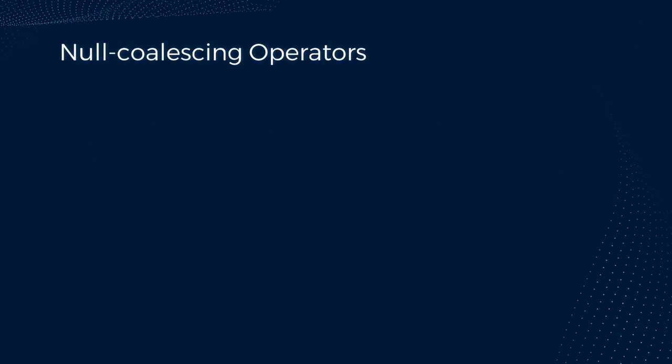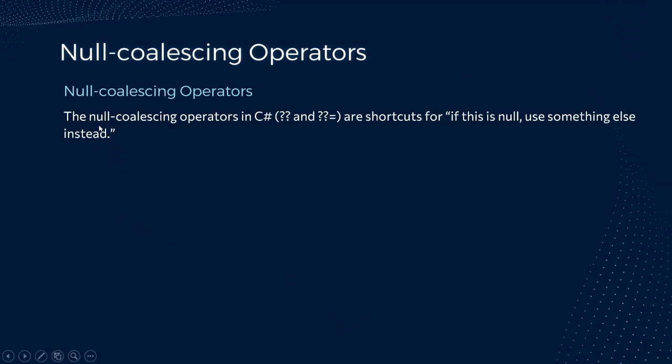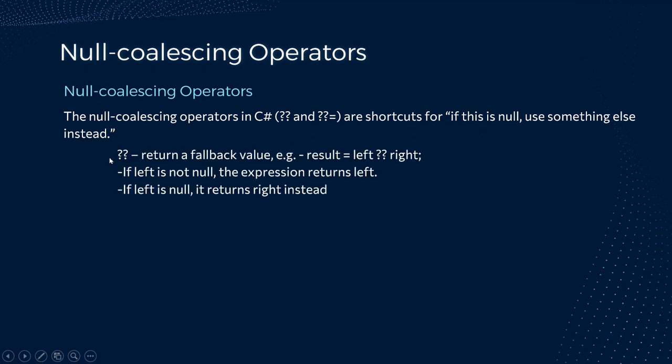Null-coalescing operators. So what is this? The null-coalescing operators in C#, double question mark and double question mark equal to, are shortcuts for "if this is null, use something else instead." So you can see this double question mark basically returns a fallback value.